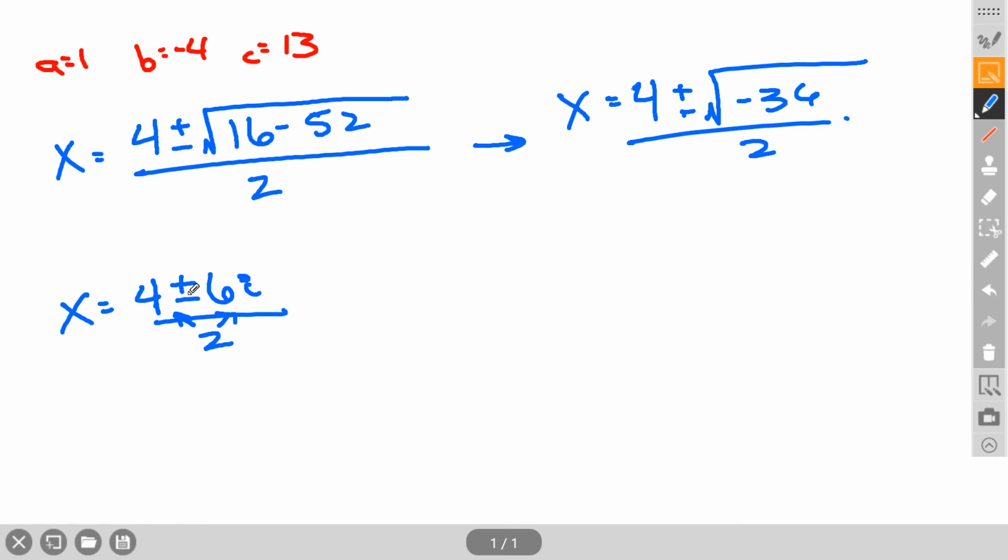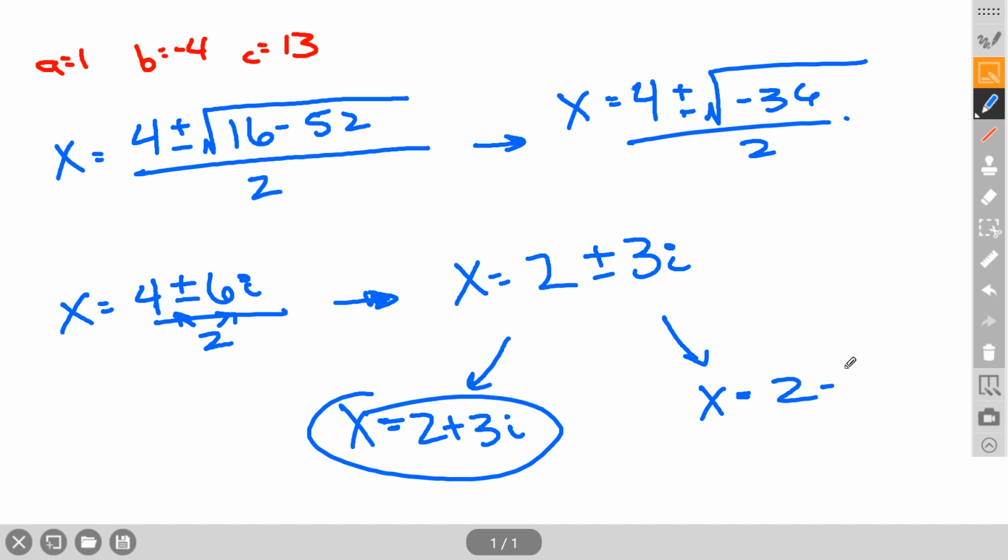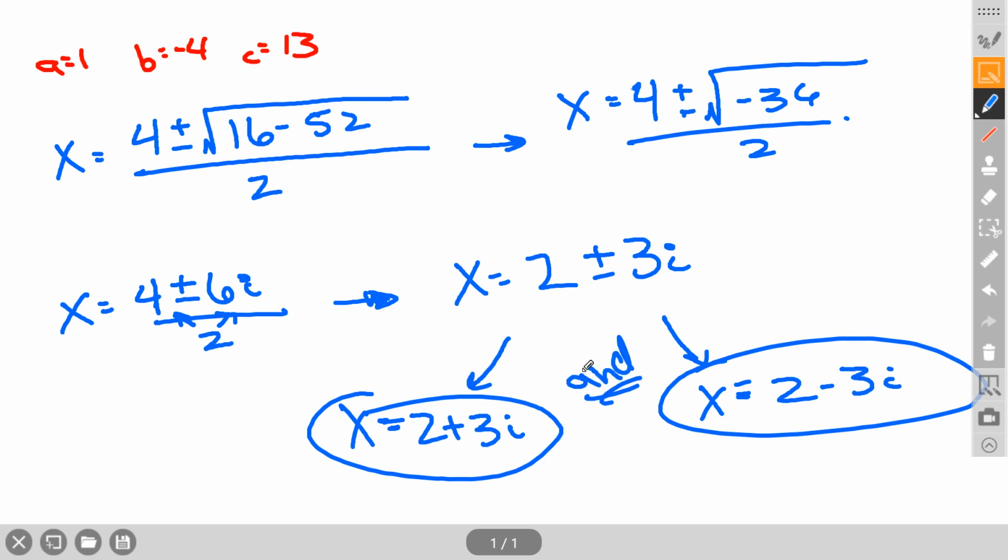needs to be distributed to each part so that I can see which part's real and which part's imaginary. So I would have 4 over 2, which is 2, plus or minus 6 over 2, which is 3, so 3i. So this is two complex solutions. One of them is 2 plus 3i, and one of them is 2 minus 3i. And those are my two solutions using the quadratic formula.